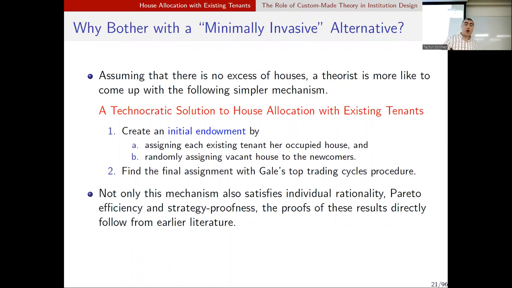So his suggestion, let me call it the technocratic solution. First of all, a normal person will not come up with this mechanism. You've got to know about these problems, right? But that's perfectly fine. That's what's good about being a theorist. We know all this cool stuff. But to a theorist, this is a more natural mechanism. Would you agree? If you're familiar with the top trading cycles mechanism, it's a more natural mechanism. Except I save myself because mine deals with the case where we have more houses than people, whereas this one doesn't. Let's suppose you have exactly the same number of houses and agents. So my escape is completely gone.